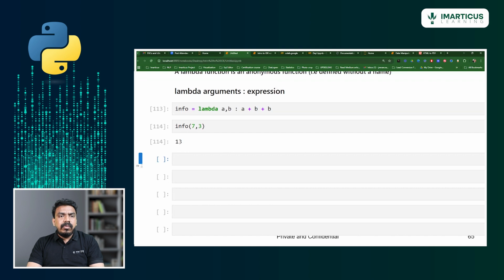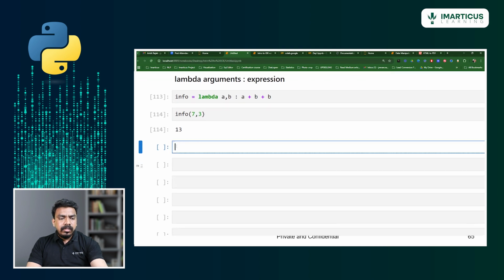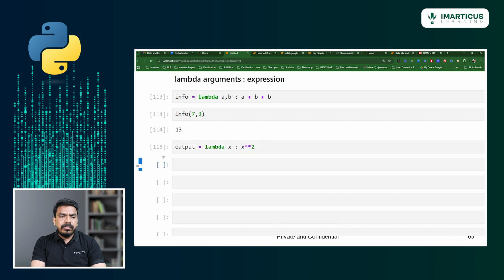Now we'll move to the advanced topic in lambda functions and try to do some more complicated queries. Let me try to perform some operations like squaring numbers. How do you square a number? Let me provide the variable name as output equals lambda. I am providing one argument. I want to see the square of the particular argument, right? So how do I compute the square? Double star 2, right? Exponent 2.